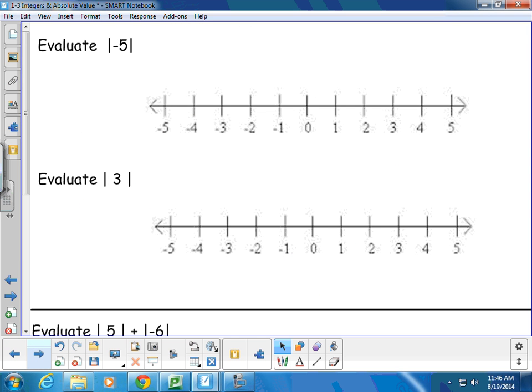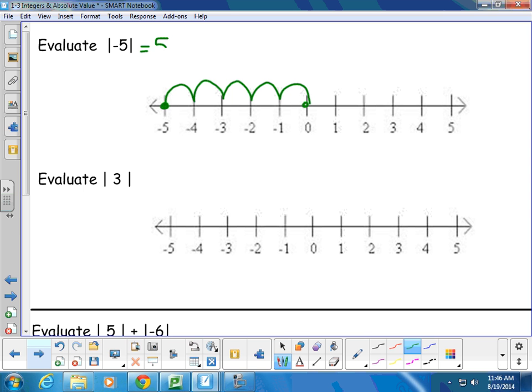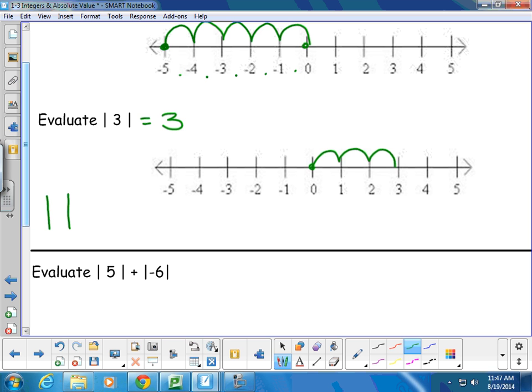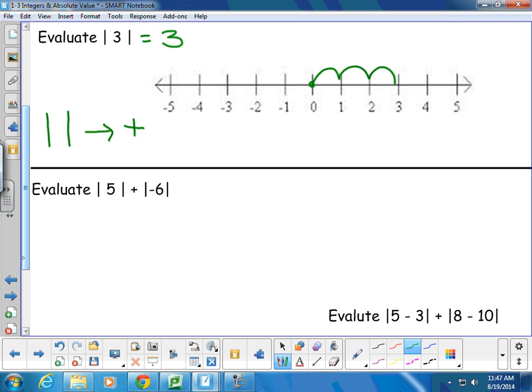So I asked you to evaluate the absolute value of negative 5. Maybe you're catching on already. Maybe you need to use the number line. Maybe you have to count. Okay, well, negative 5, how far is it from 0? 1, 2, 3, 4, 5. So the absolute value of negative 5 is 5. Negative 5 is 5 units away from 0. The absolute value of 3, 3 is 1, 2, 3 units away from 0. Kind of a neat little simple thing. Just remember, this will always have a positive answer on the inside. Anything on the inside will be positive.